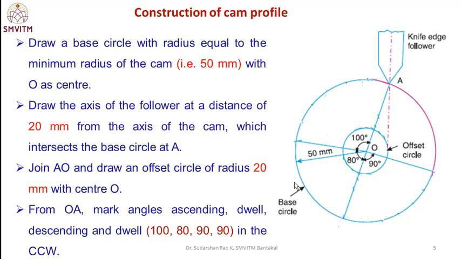Next, construction of the cam profile after the displacement diagram. Here first draw the base circle of radius equal to 50 mm, marking O as the center. Then draw the axis of the follower at a distance from the axis of the cam.